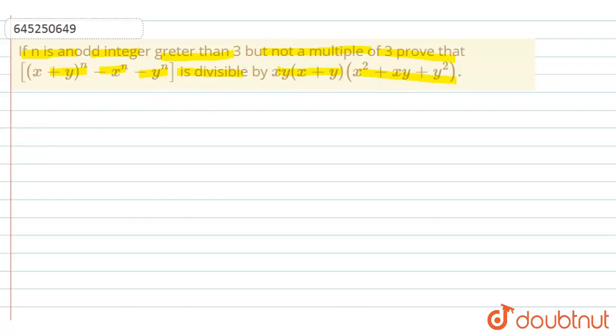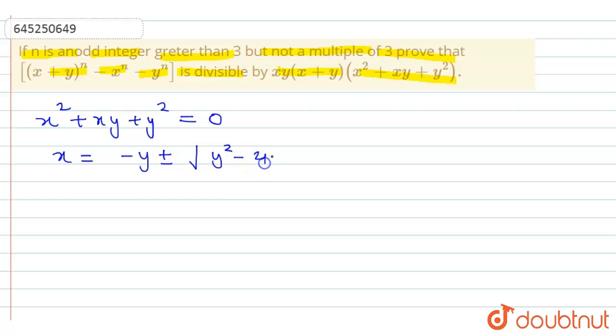To do it, first we'll find the linear factors of x square plus xy plus y square equals 0. Since we are finding the factors, x equals minus y plus minus root of y square minus 4y square, all upon 2.